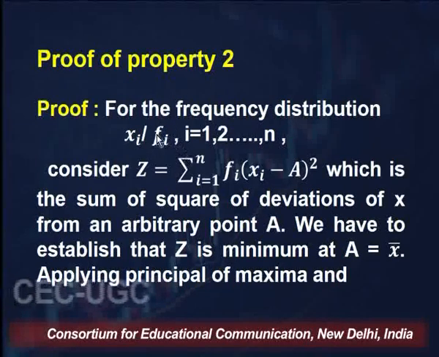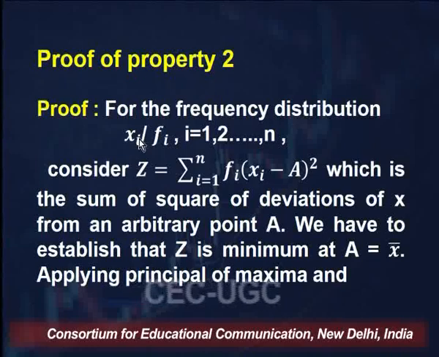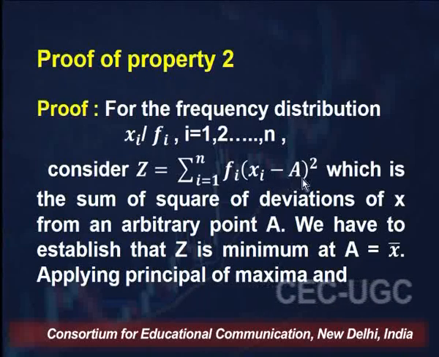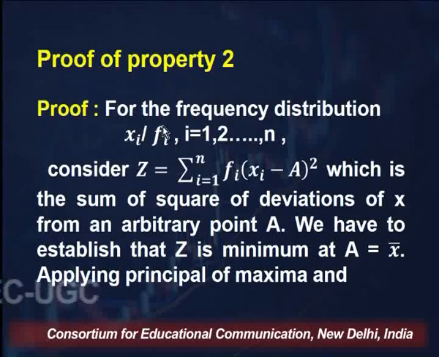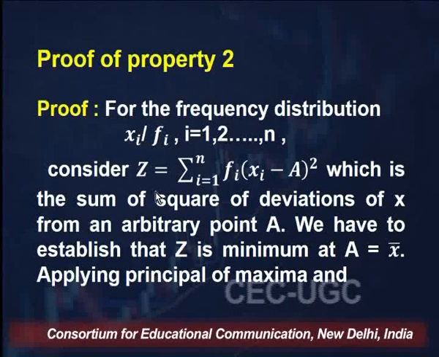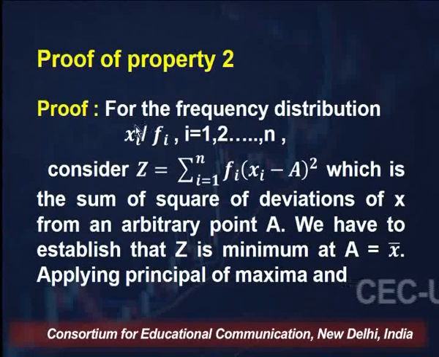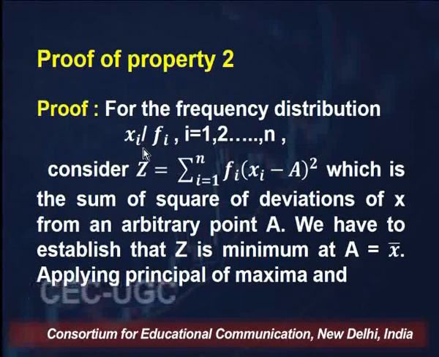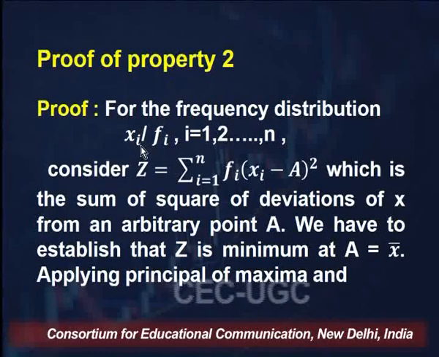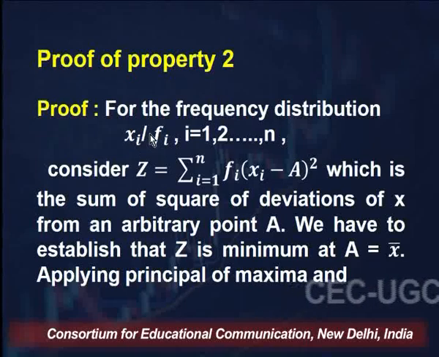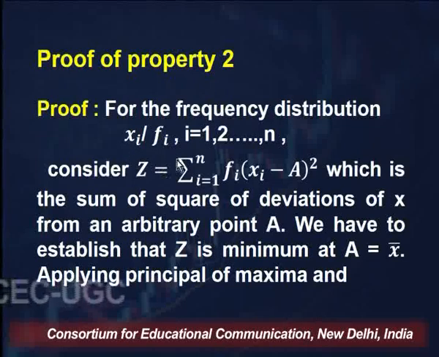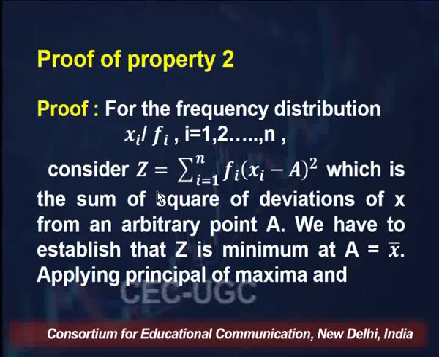Then I will first write the deviation. So deviation I will take from an arbitrary value a. So now the deviations become x1 minus a, x2 minus a, x3 minus a, and so on, xn minus a. As I said, first you take the deviation and then you square each of the deviations. So the squares of the deviations will be x1 minus a whole square plus x2 minus a whole square, x3 minus a whole square, and so on, xn minus a whole square.